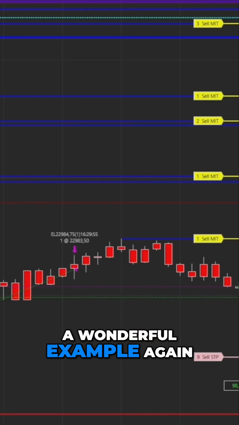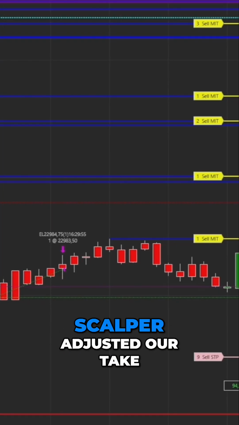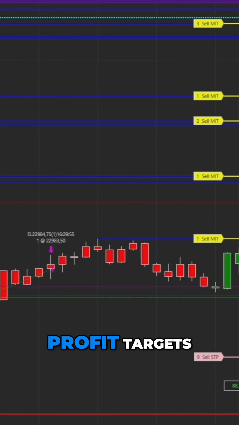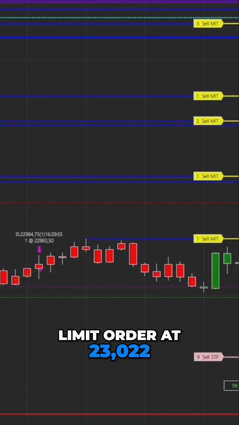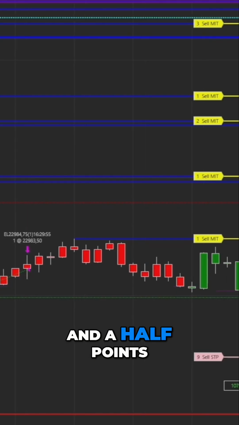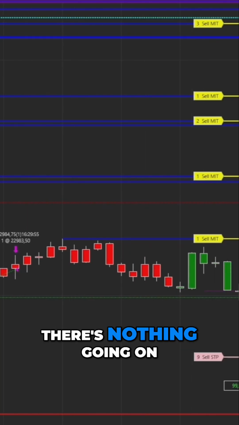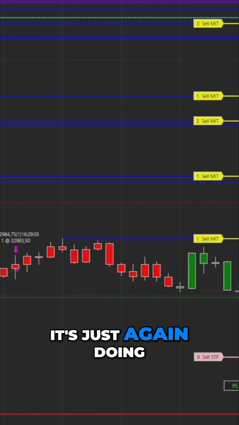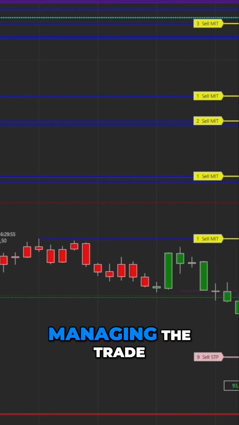A wonderful example again of what you just saw. A new liquidity pool was created and the scalper adjusted our take profit targets, where a new sell limit order at 23,022.5 points was placed. We are still in this trade. There's nothing going on. It's just, again, doing its thing, trailing the stop loss, placing new limits and managing the trade.